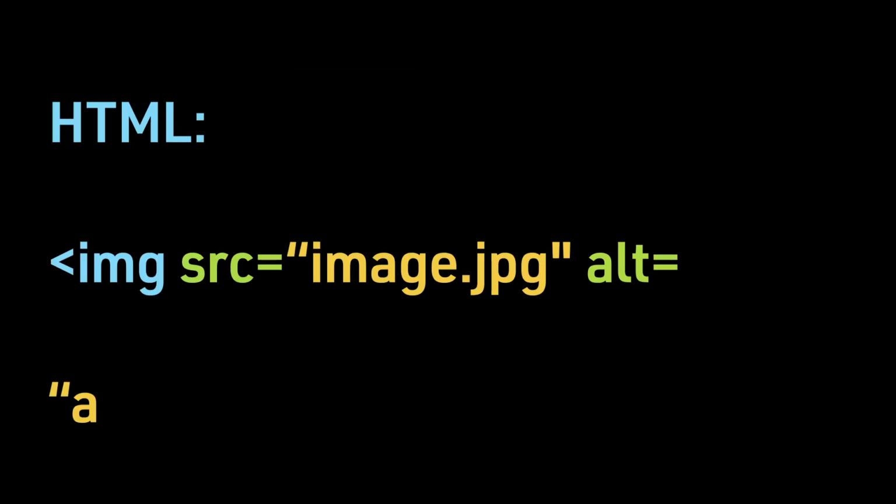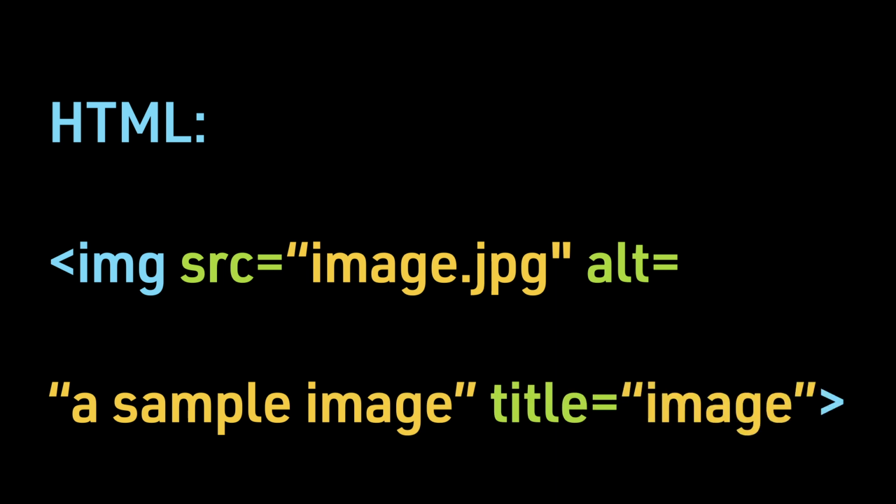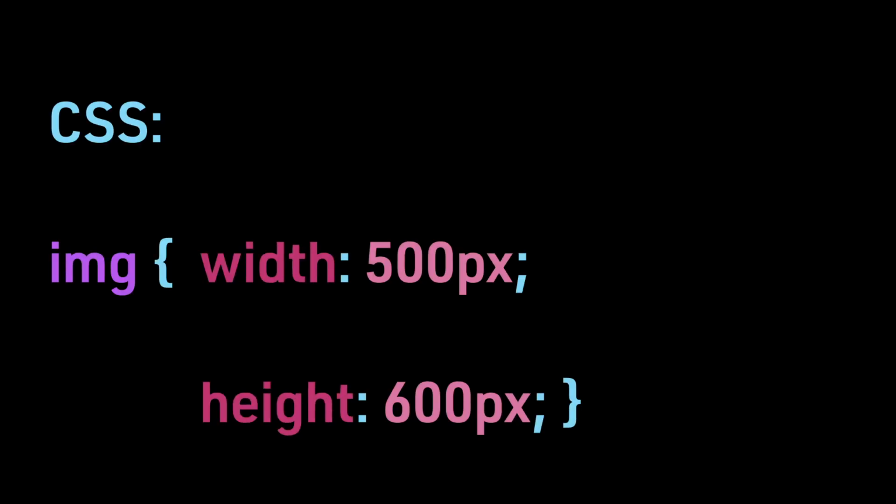New method. HTML. Image element. Source equals image.jpg in quotation marks. Alt equals a sample image in quotation marks. Title equals image in quotation marks. CSS. Image selector. Open bracket, width, 500 pixels, semicolon, height, 600 pixels, semicolon, close bracket.